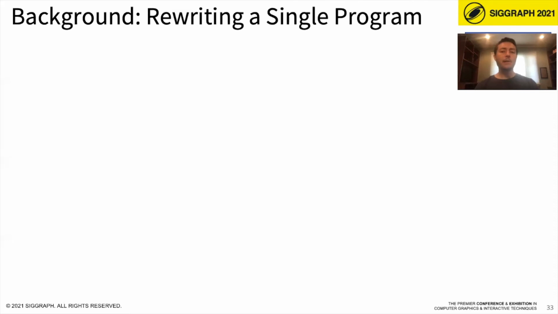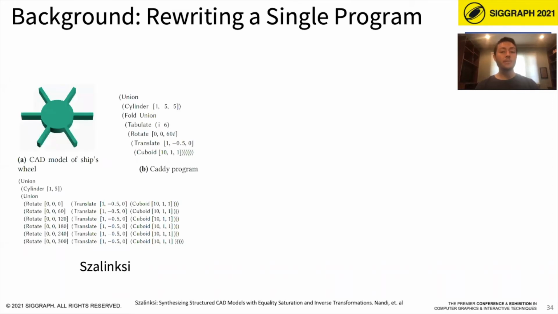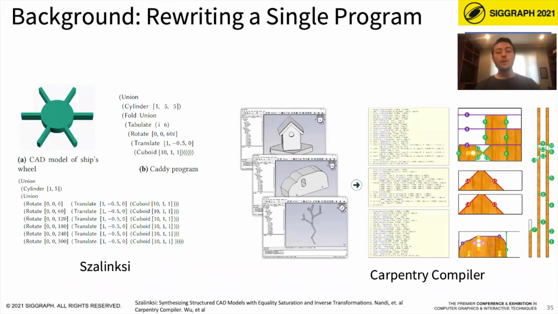There's been some past work that attempts to find program rewrites to improve a single program of interest. Within the domain of shape modeling languages, the Szalinski system takes a low-level CAD program as input and searches for a more compact, higher-level program which produces the same output geometry. The Carpentry compiler finds rewrites of low-level instructions that maintain high-level semantics while optimizing to reduce manufacturing cost.